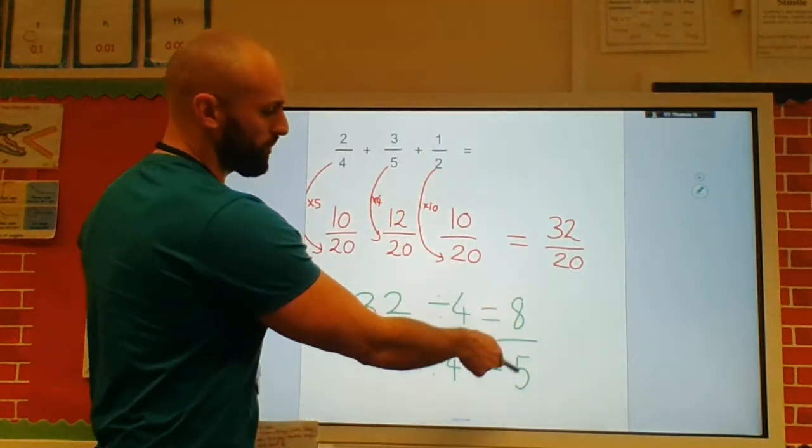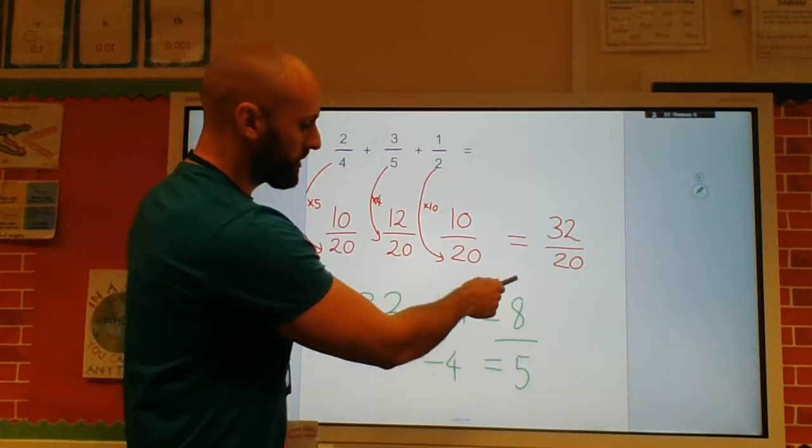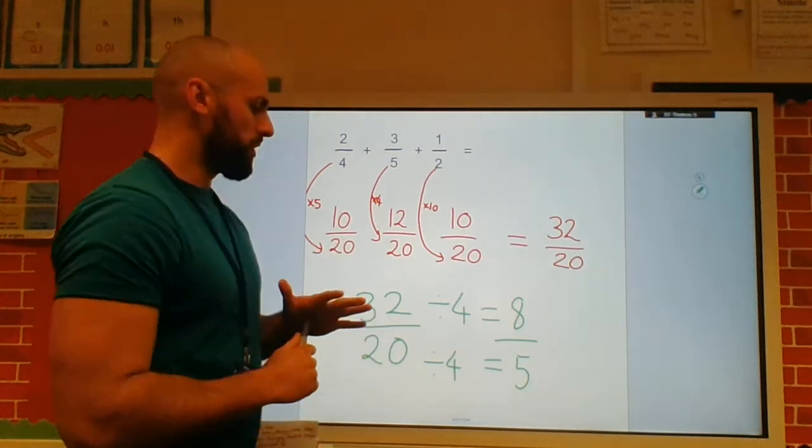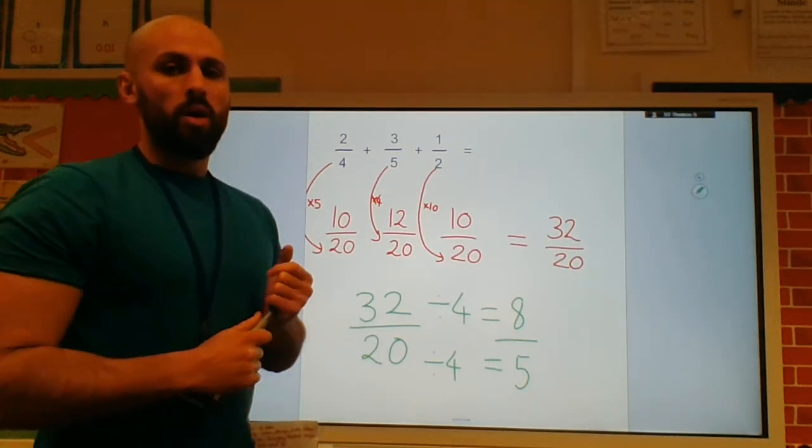And I cannot simplify these any further because they do not share, bar 1, any other common factors.